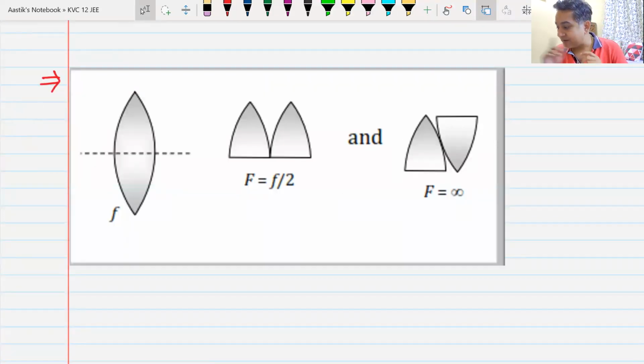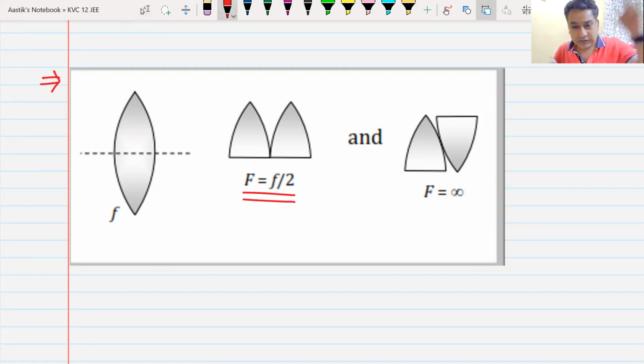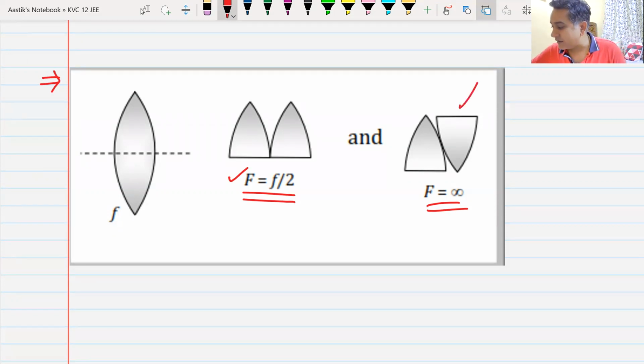Last but one of the most important aspects, this one. If I cut it on the principal axis, we have two lenses whose focal lengths are same, f and f. If I combine them and put the formula of lens combination, 1 by f plus 1 by f is 1 by f1 plus 1 by f2, I will get a new lens whose focal length becomes half. If I put them one straight and one inverted, one erect and one inverted, it will behave like a plane mirror. Do we understand this? This is behaving like a plane mirror.